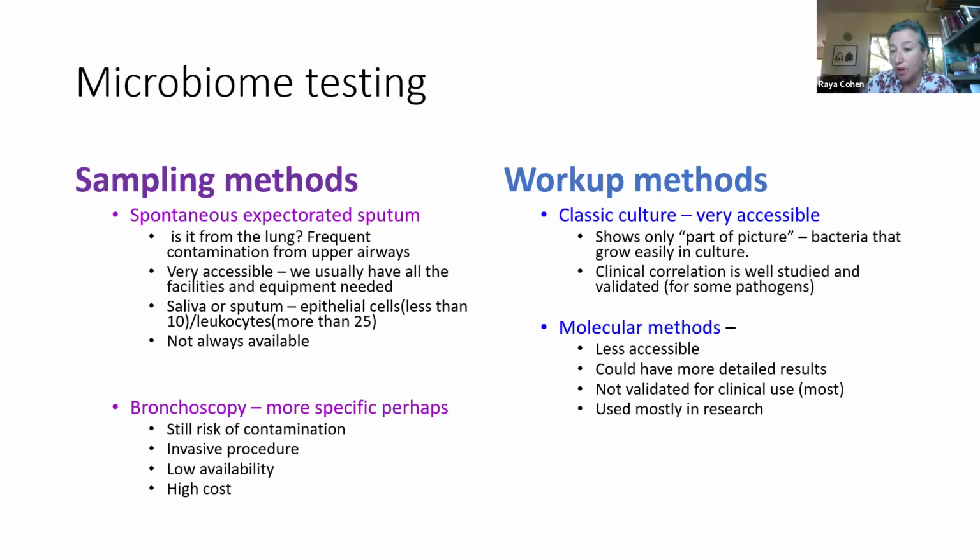The other way we can look at the sample is with molecular methods. First of all, these tests are usually less accessible. Not all labs can do molecular tests on our sample. They could give us more detailed results and also identify organisms that we cannot identify with a culture. They are much less validated for clinical use, and today they're still used mostly in research. I want to add another point to the molecular methods that I didn't write here, which is that molecular methods can detect organisms that are not alive. So if we have an organism that we have treated and is now not alive, parts of its DNA can still stay there and come up as positive in the molecular methods.